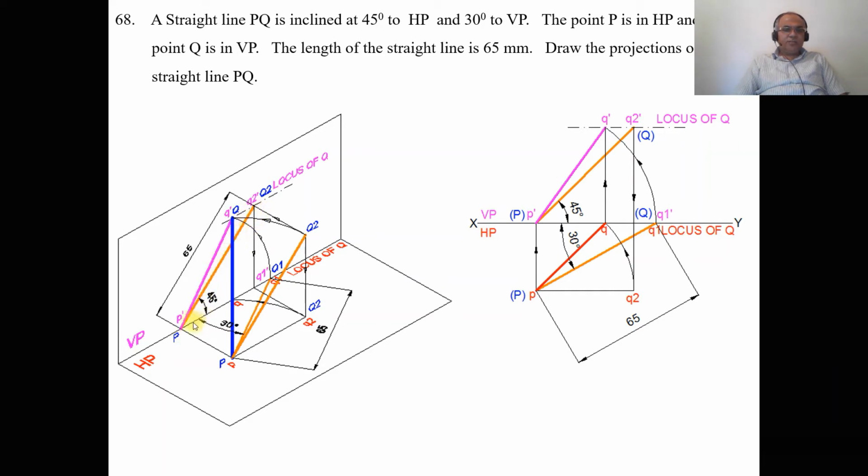Now we have the true length in the vertical plane and also the true length in the horizontal plane. So how to find out the front view and top view? As we know that P dash is on HP, obviously Q1 dash should also be on HP. So you're going to get P dash Q1 dash, which is the true length in the horizontal plane, because PQ1 is the true length in the horizontal plane.